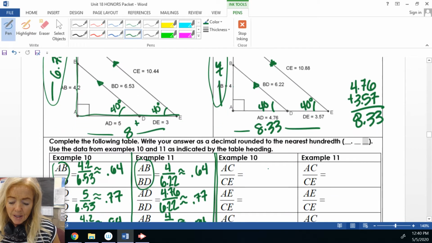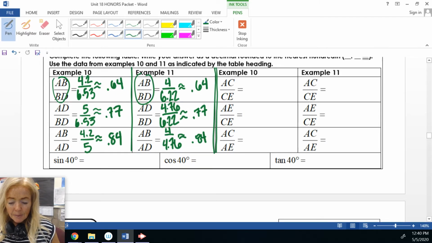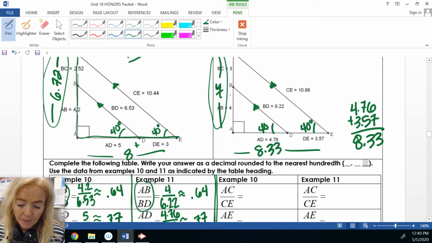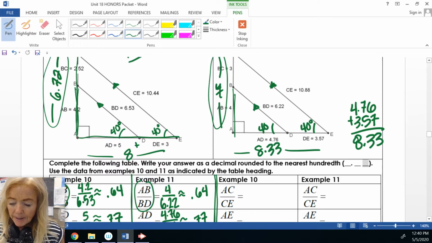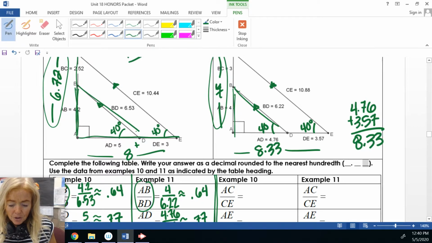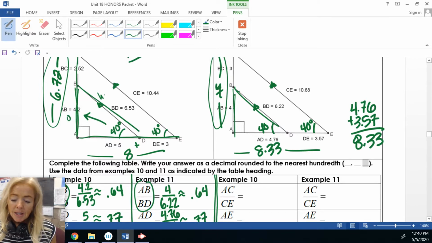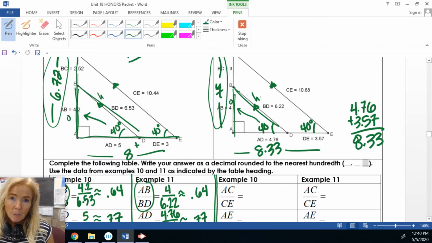But did you notice that in the first row, you have 0.64 as a ratio of sides for example 10, and you have 0.64 as a ratio of sides for example 11. So you're taking AB, this side, in both cases, and you're dividing by BD, this side, in both cases. So no matter the size of the triangle, when you take the leg divided by the hypotenuse, or the opposite of the 40-degree angle, opposite divided by the hypotenuse, in both cases, all of a sudden you get the same exact ratio, 0.64.